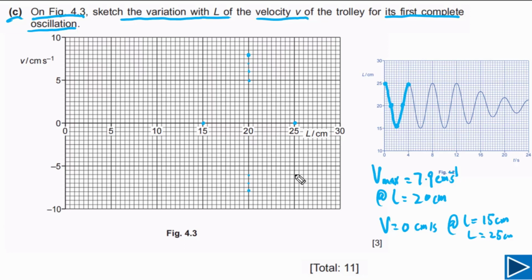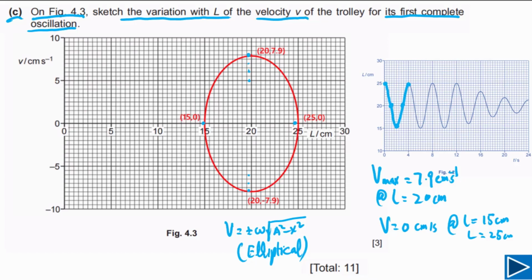Now we need to join these points, and the shape of this graph will be elliptical because V is equal to plus or minus omega times the square root of a squared minus x squared. So the shape is going to be elliptical, and we just need to join these points. Now let me show you how you can sketch this graph in a proper way. This is how I have sketched this one, and you can see this is the proper shape of this graph. So this is how you need to sketch.